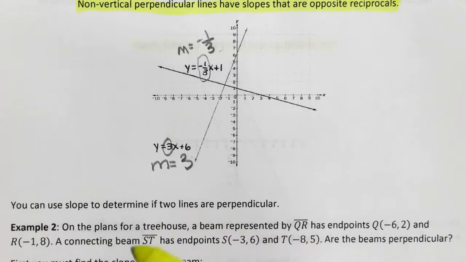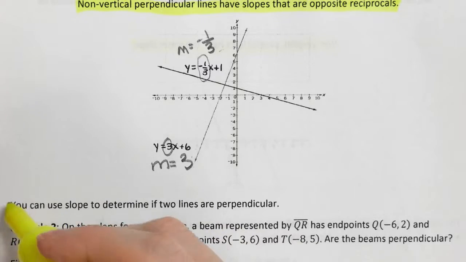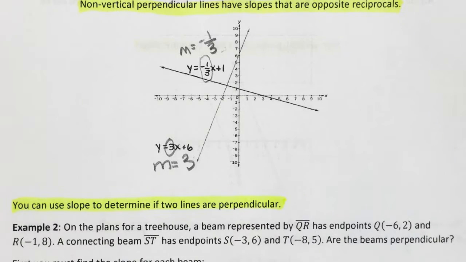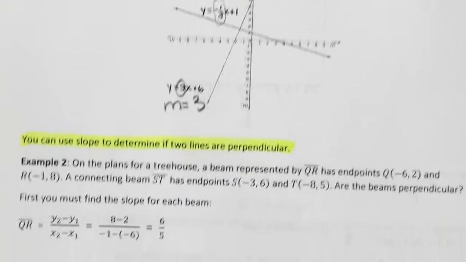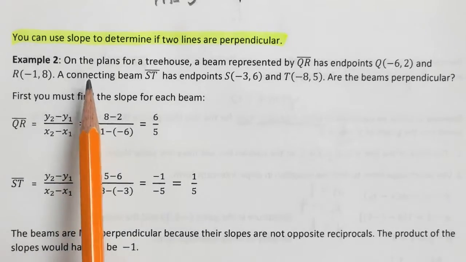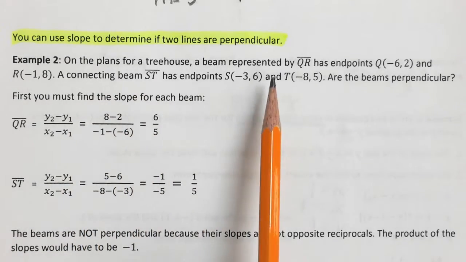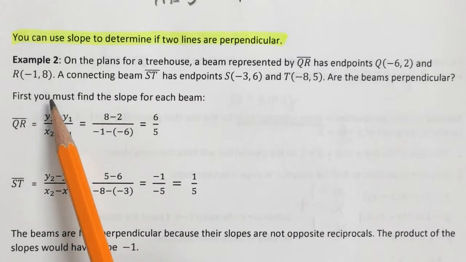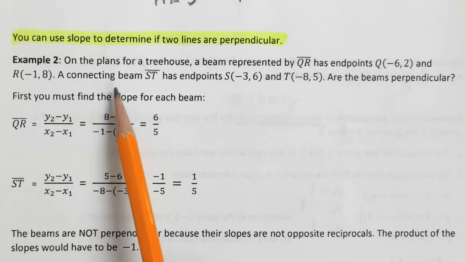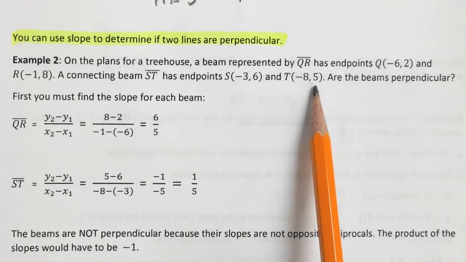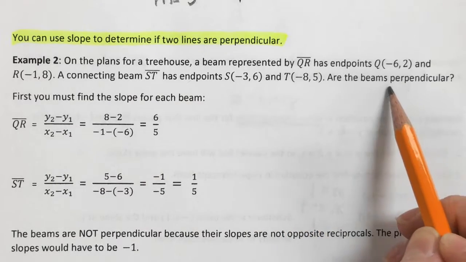Okay, so you can use slope to determine if two lines are perpendicular. Or you can use the slope formula a lot of the times to help you. Okay, so it says on the plans for a treehouse, a beam represented by QR has endpoints Q is -6, 2, and R is -1, 8. A connecting beam ST has endpoints S -3, 6, and T -8, 5. Are the beams perpendicular?